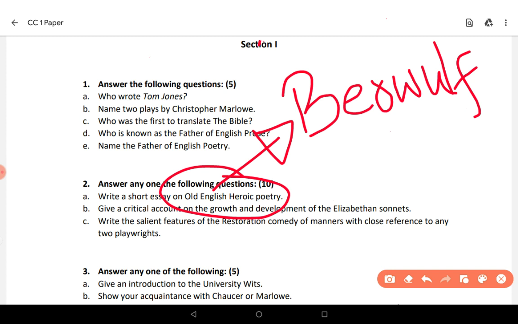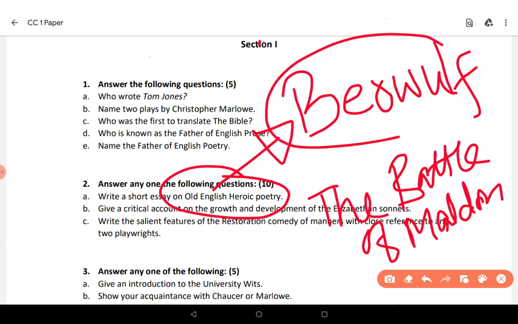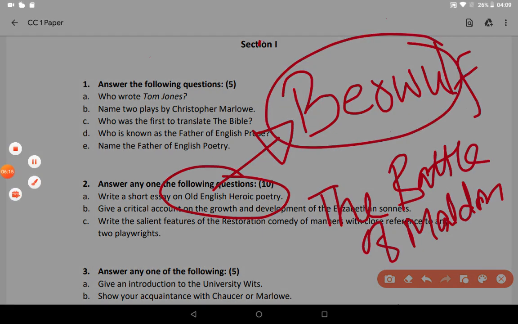ओके, देन आपका है द बैटल ऑफ मैल्डॉन, एंड द ड्रीम ऑफ द रूट एंड जूडिथ, ये सब लिखना है। अपार्ट फ्रॉम दिस यू नीड टू मेंशन सम other characteristics of old English heroic poetry with close reference to any text. You can take Beowulf as an example.